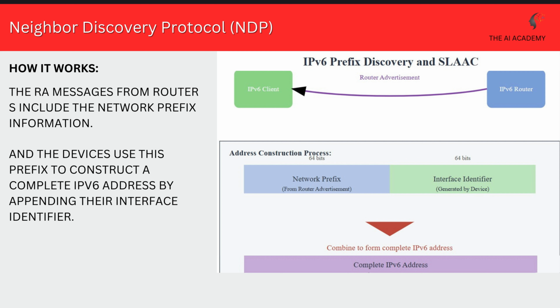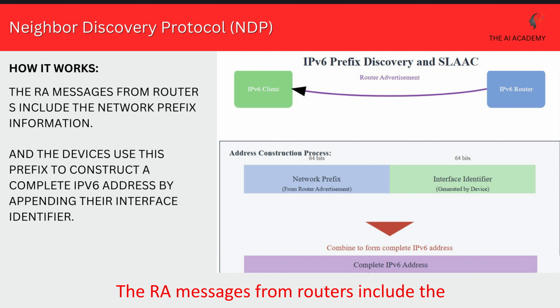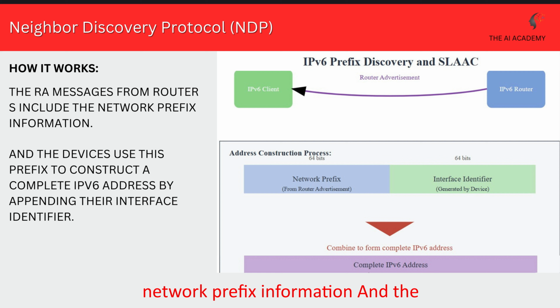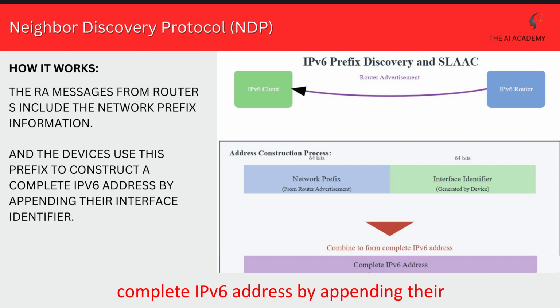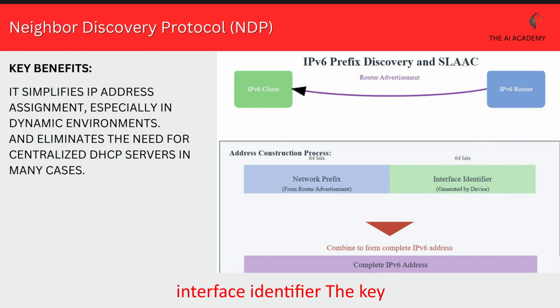How it works: the RA messages from routers include the network prefix information, and the devices use this prefix to construct a complete IPv6 address by appending their interface identifier. The key benefits are that it simplifies IP address assignment, especially in dynamic environments, and eliminates the need for centralized DHCP servers in many cases.